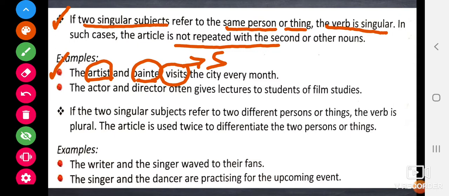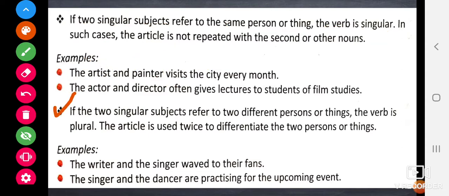We can say this by looking at the article, because there's only one article here. There are 2 subjects, but the article is only one, which means both the subjects are talking about the same person.